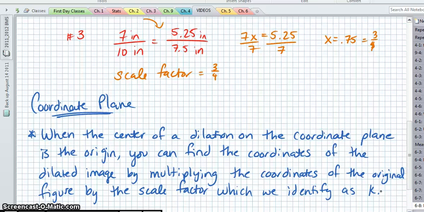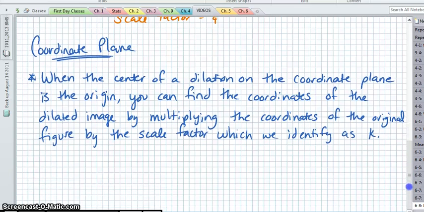So in all the examples before, I wasn't actually drawing the images on a coordinate plane, but we were finding the scale factor. We found whether the scale factor was larger than 1 and representing an enlargement, or whether it was smaller than 1 and representing a reduction. So I should have probably just been using k all along instead of x, but it's a variable. So in the dilation with a scale factor of k, here are the things.